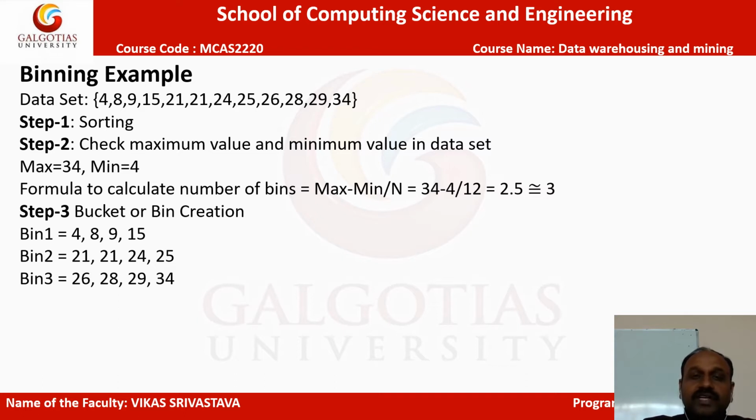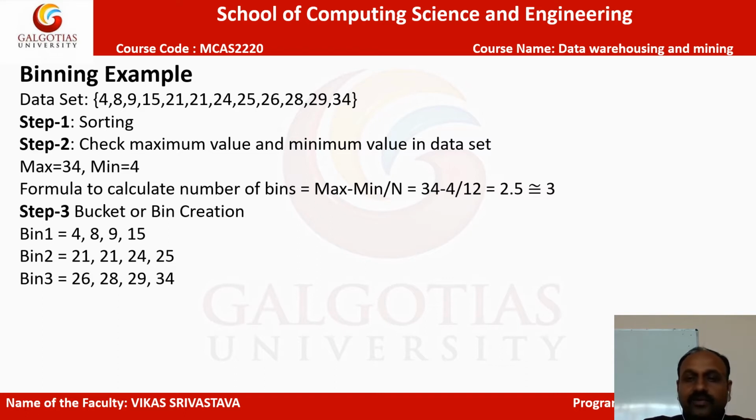So how many bins can we create? For that you have a formula: the maximum minus the minimum, divided by the total number of values. In this particular data set, I have 12 values. So max minus min, 34 minus 4, divided by 12, equals 2.5. But taking the higher side value, we apply the discrete value as 3. It means that I need to create 3 bins.